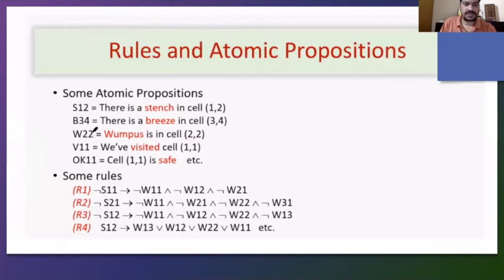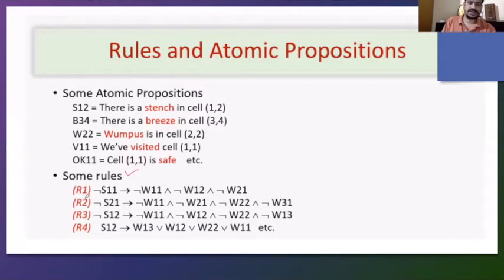W22 means that in 2,2 there will be a Wumpus. So Wumpus in cell 2,2 is there in 2 comma 2. V1,1 means I have visited cell 1,1. OK1,1 means the cell 1,1 is safe. So the initial position of the agent is safe. Now we'll find out some rules. That is important for getting the rule.